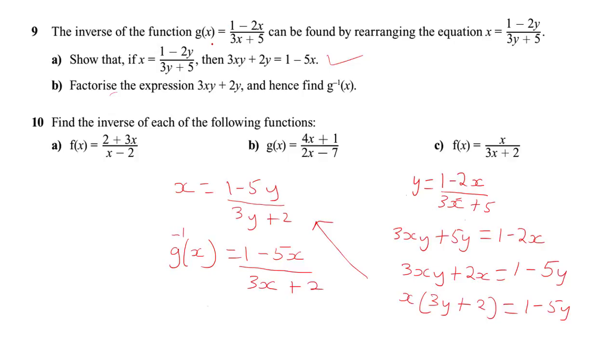How did I do that? g of x became y. Then all I did was to make x the subject, getting the inverse, which I did all the way here. When I got to this level, x becomes the inverse function, and y becomes x there. And I've got the inverse function they needed. So the inverse of g of x is 1 take away 5x, all over 3x plus 2. Okay, so hope that was all right for you.